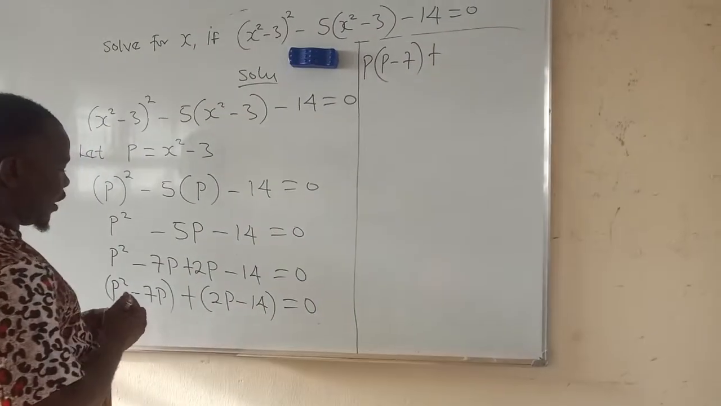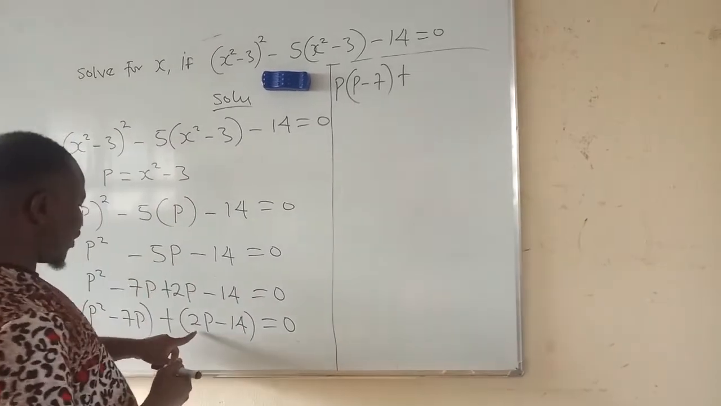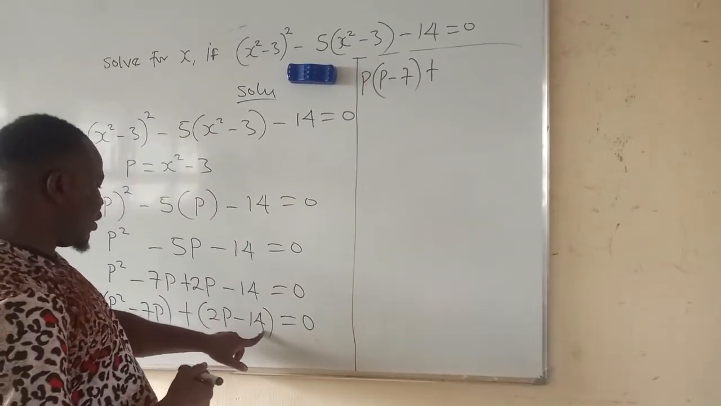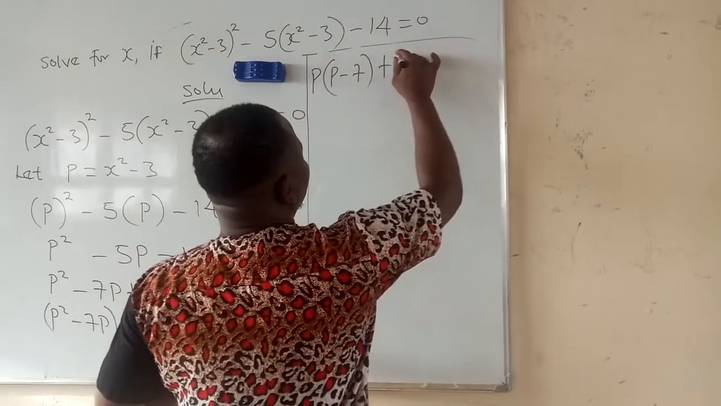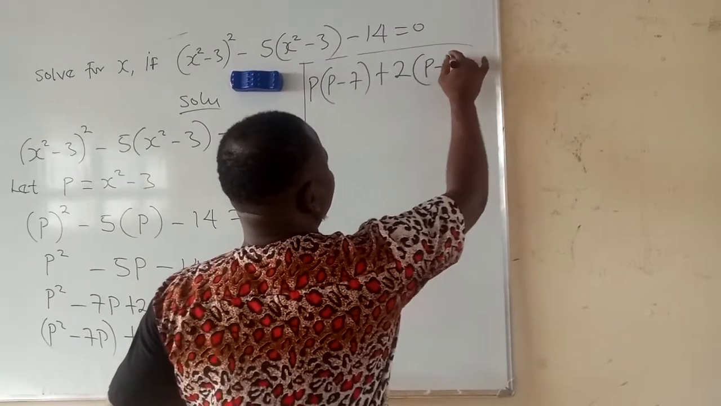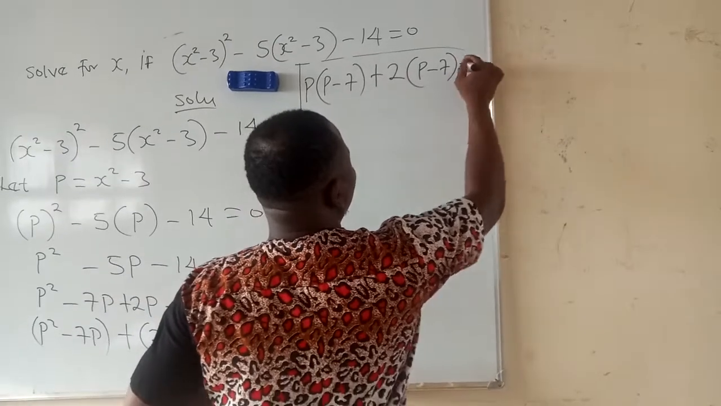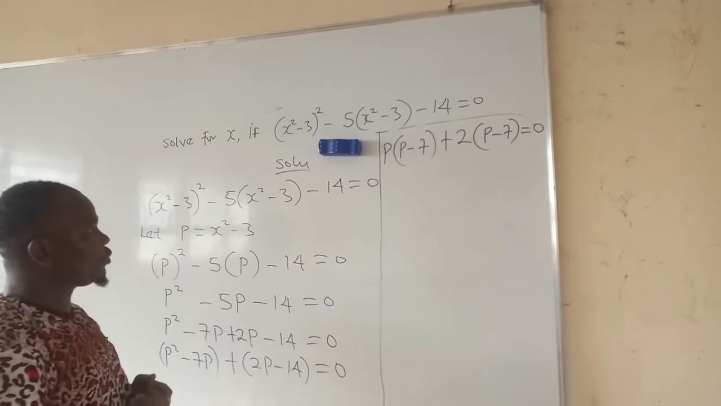Okay? So if you agree with me, what we have here, plus. What is common here? We know that 2 is common here. In this bracket, we have 2p minus 14. So 2 is common. True or false? Okay? So if you agree with me, we bring 2 outside, then p minus 7 equals to 0. Is that clear? Are you seeing what I am saying?